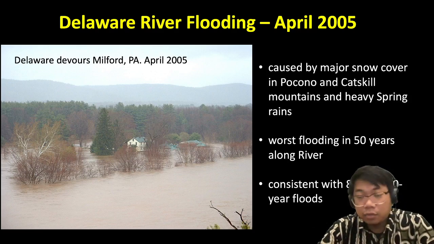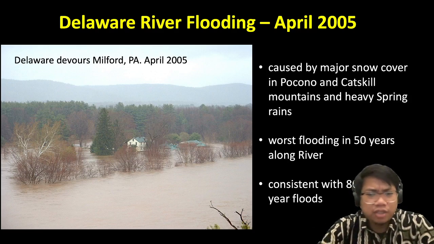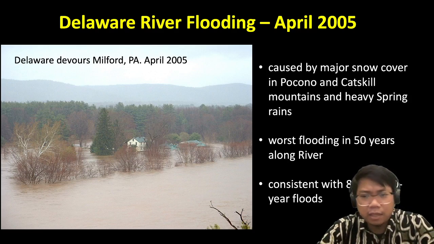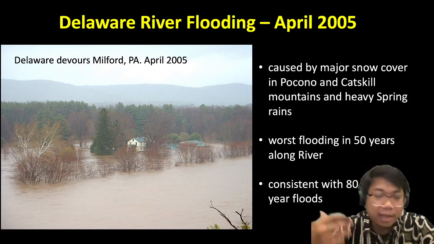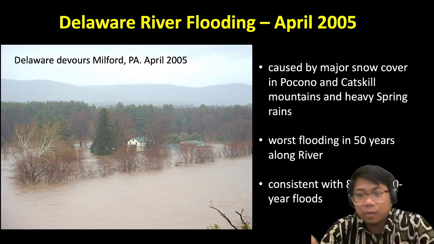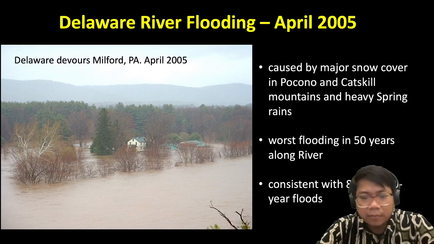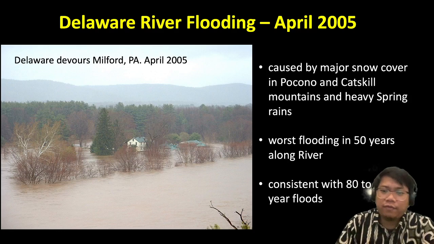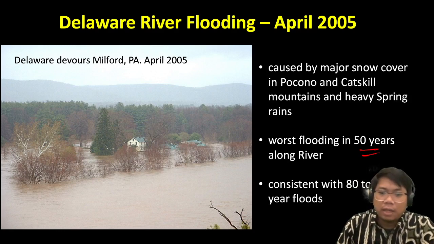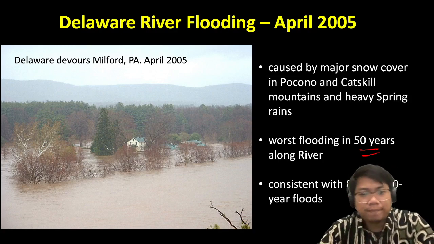Such as what happened in 2005. I think I mentioned this in the previous video. We had a great flood that occurred in Pennsylvania in 2005. This was caused by a major snow cover at a higher elevation in the Poconos and Catskill areas right there. It was one of the worst floods in 50 years along that river, and it was consistent with 80 to 100-year floods.